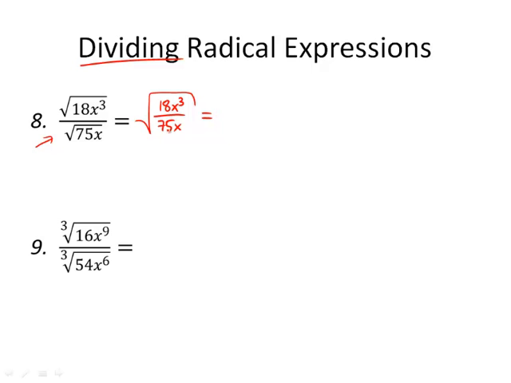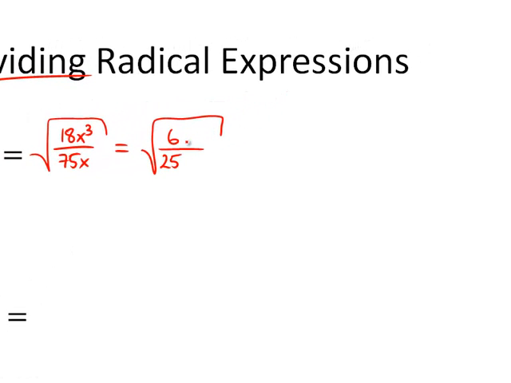So 18 over 75 simplifies to be 6 over 25. And x cubed over x simplifies to be x squared on top. Once we have it simplified, we can consider taking the root, simplifying the top root and the bottom root.